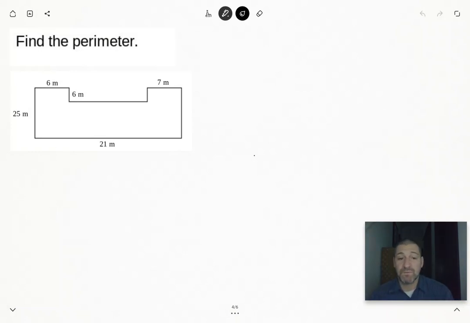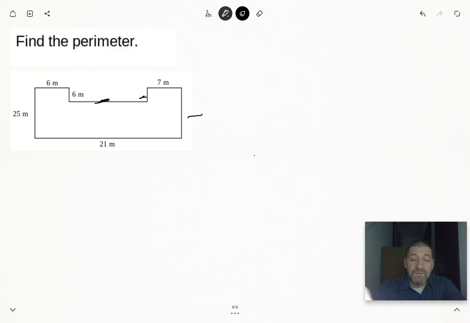So for this shape, we have to find the perimeter. And again, that's just going to be like a fence around the outside of this object. The difference being we have to find three missing lengths. We're missing the length of this side, this side, and this side. So we can't add them together until we get all those missing sides.